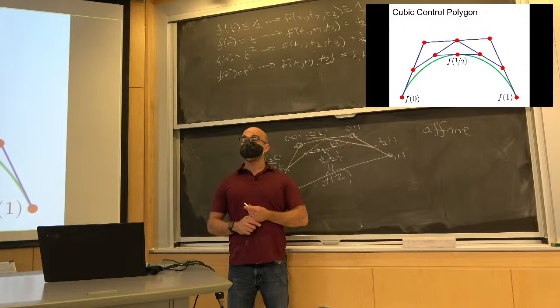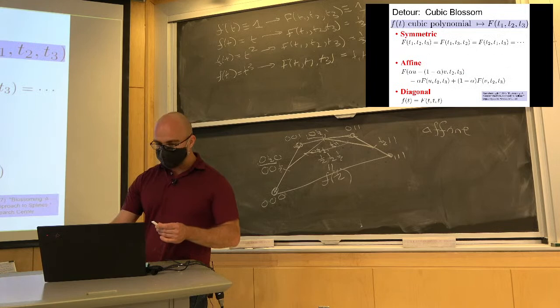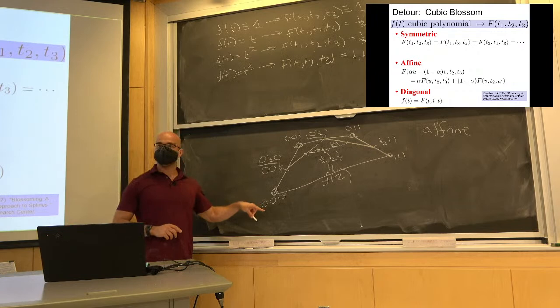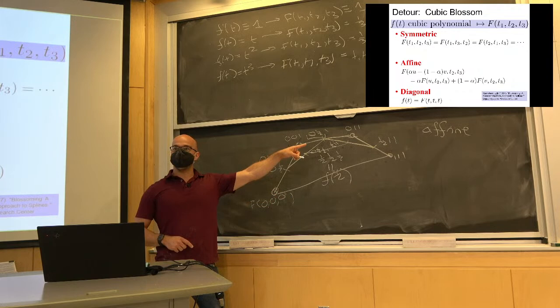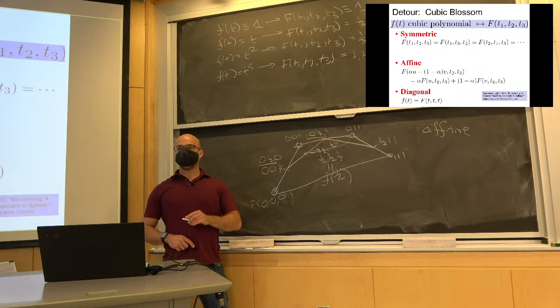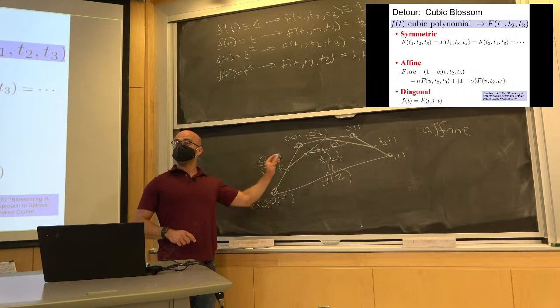Sure. So if we go back to our cubic blossom, remember that the cubic blossom is a function of three variables, t1, t2, and t3. So that's what these three values are. And essentially what I've labeled here is really f of 0, 0, 0. This is really f of 0, 0, 1, f of 0, 1, 1, and f of 1, 1, 1. So they're like 4 points on the plane. That's right. I think the better way of thinking about it is those 4 points determine f.